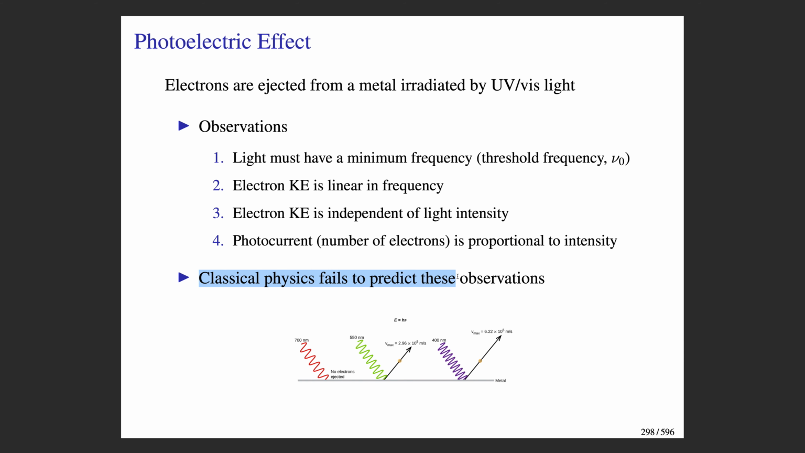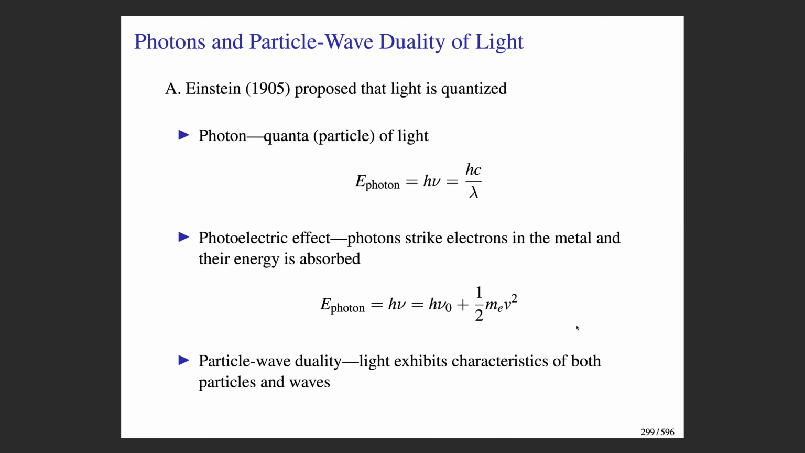Classical physics is unable to explain these observations because, according to classical physics, the energy of the light wave should be proportional to the brightness of the light. But it turns out that that is not the case. Around 1905, Einstein proposed that light must somehow be quantized, and he used this to explain the photoelectric effect. Eventually, the term photon was coined, which refers to a quantum, a little bundle, a little particle of light that contains the energy of the light.